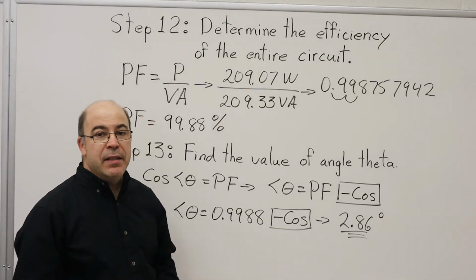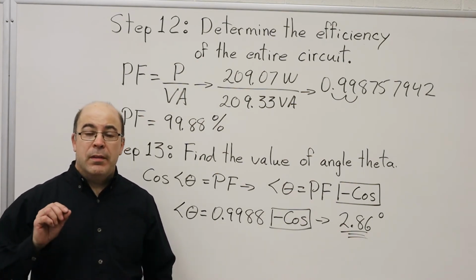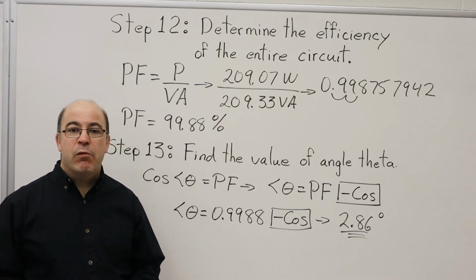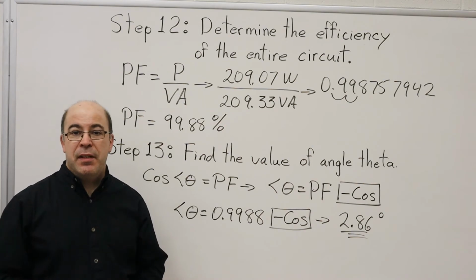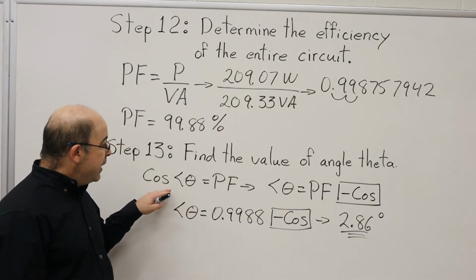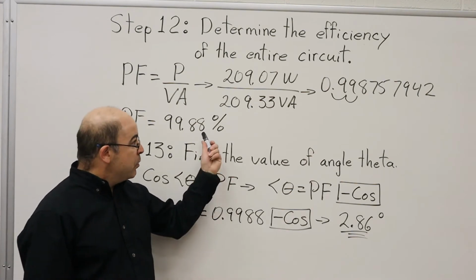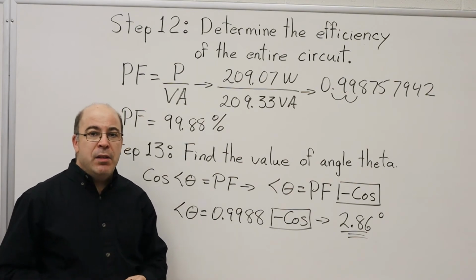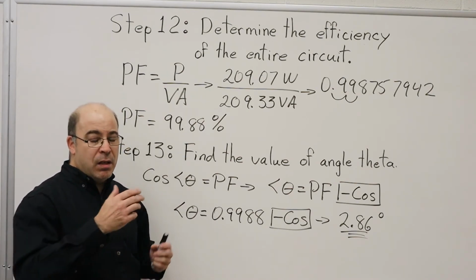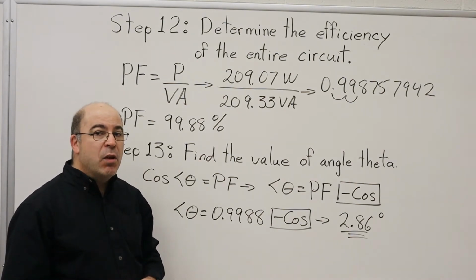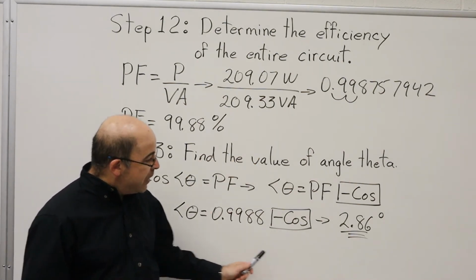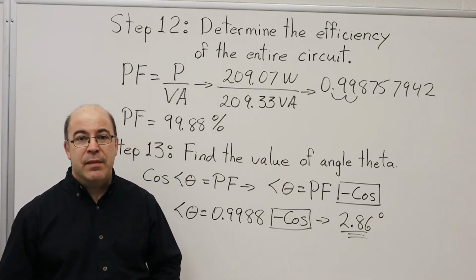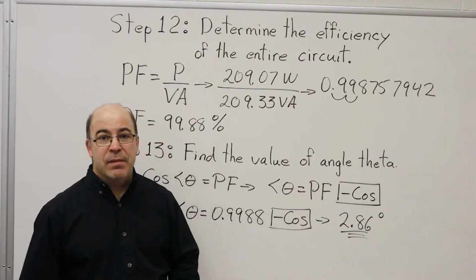Now, step 13, our final step, which is calculate angle theta. Step 13, finding the value of angle theta, in other words, what is the phase angle difference between the voltage and current waveforms for the entire circuit if I was using an oscilloscope? We're basically taking the value of the power factor, not the percentage, but the decimal. So the value that I had in my calculator, all I had to do was hit second function on a scientific calculator, hit the inverse cosine, and you would have gotten for an answer 2.86 degrees, rounded to 2 decimal places. That's not a lot of phase angle difference.